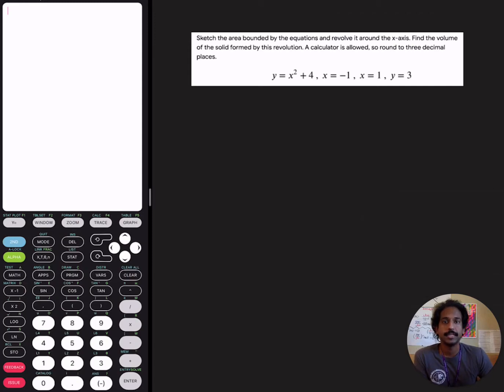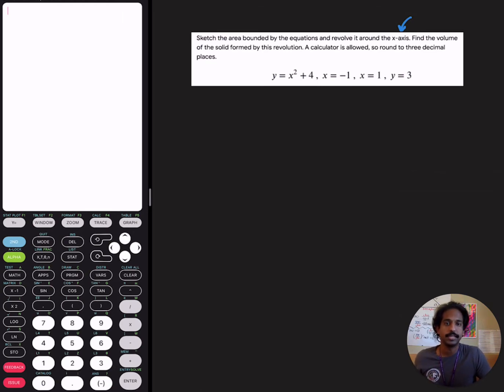This question is asking us to sketch this area bounded by these equations and revolve it around the x-axis. So I just want to make sure I know which axis we're going around. Find the volume of the solid formed by this revolution. A calculator is allowed, so we can round to 3 decimal places after. We're given 3 functions: y equals x squared plus 4, x equals negative 1, x equals 1, and y equals 3.